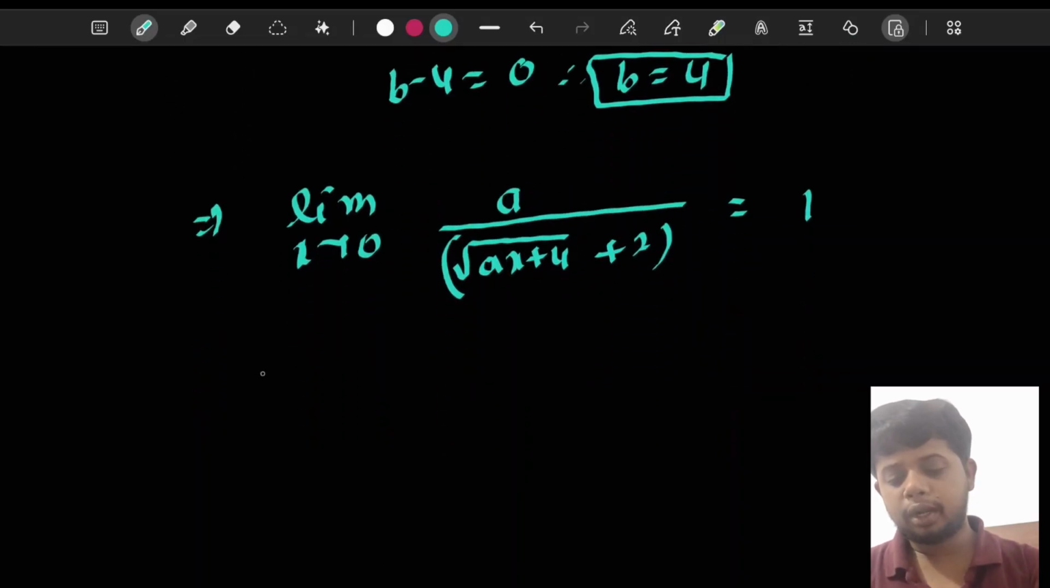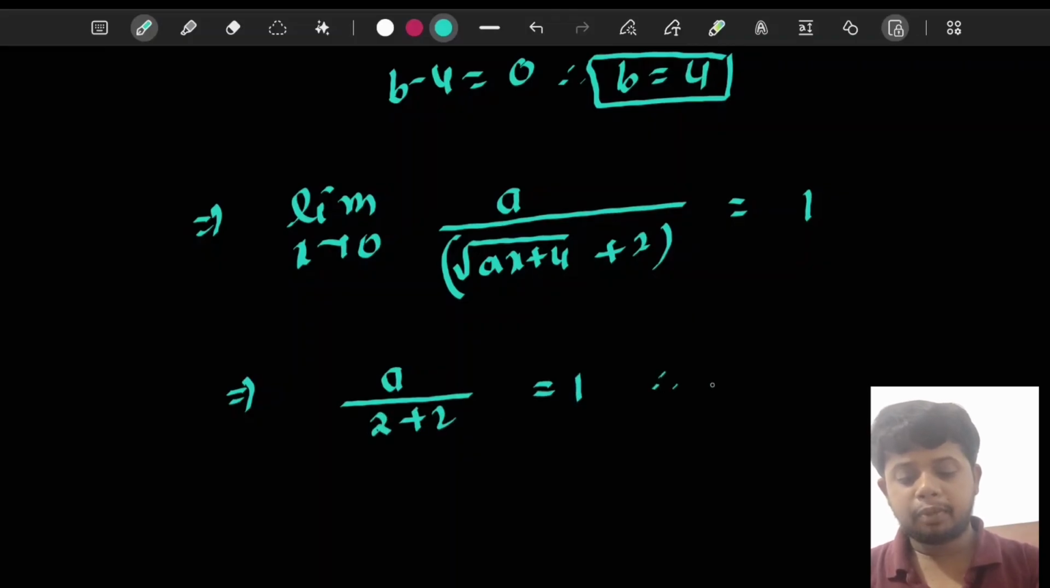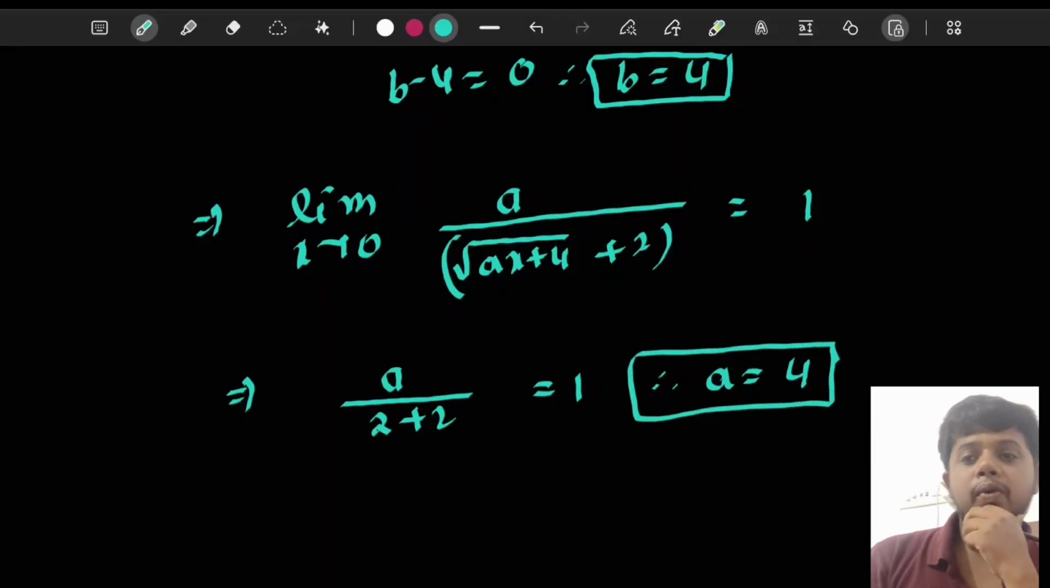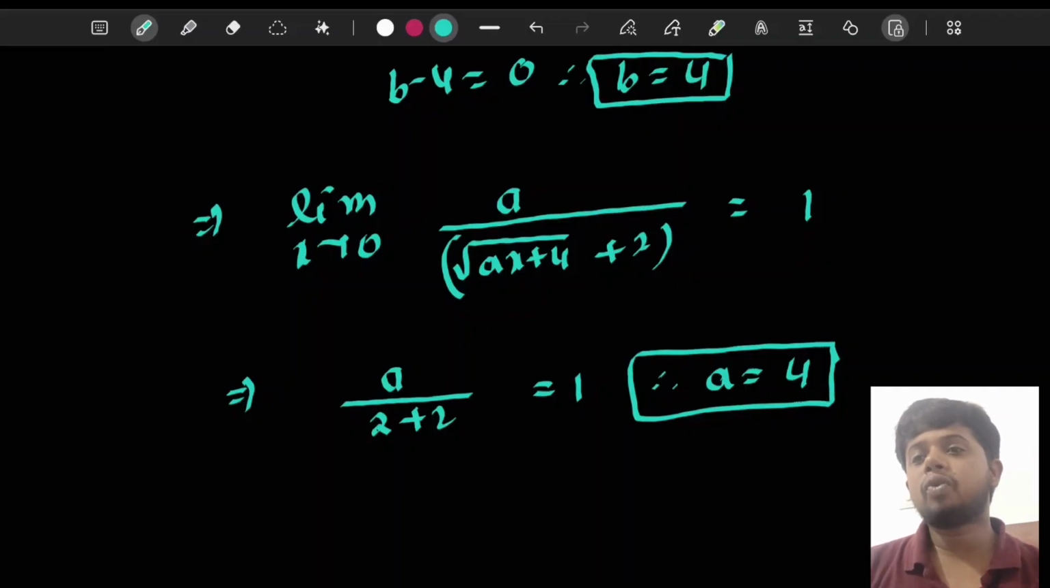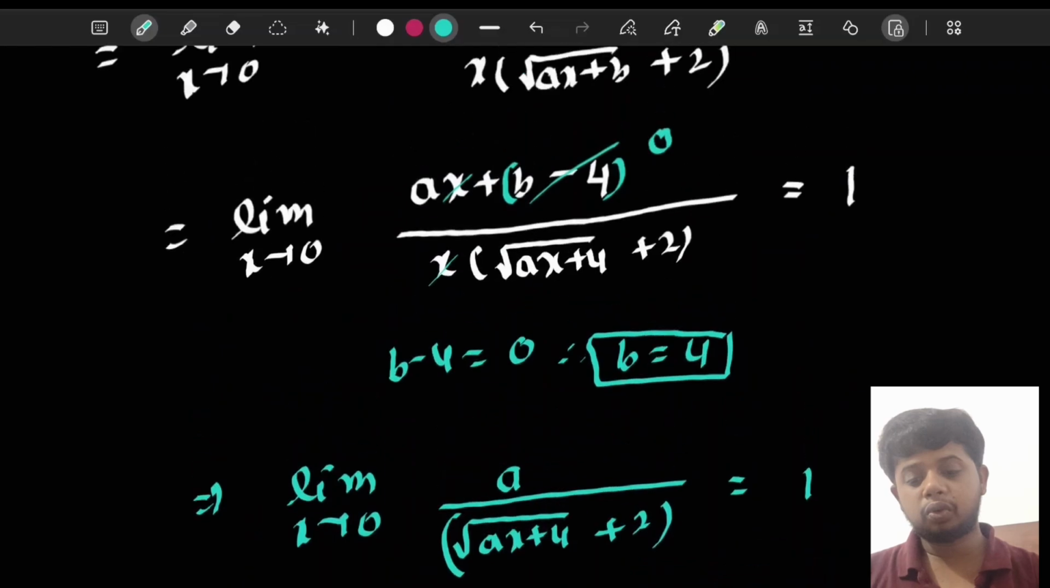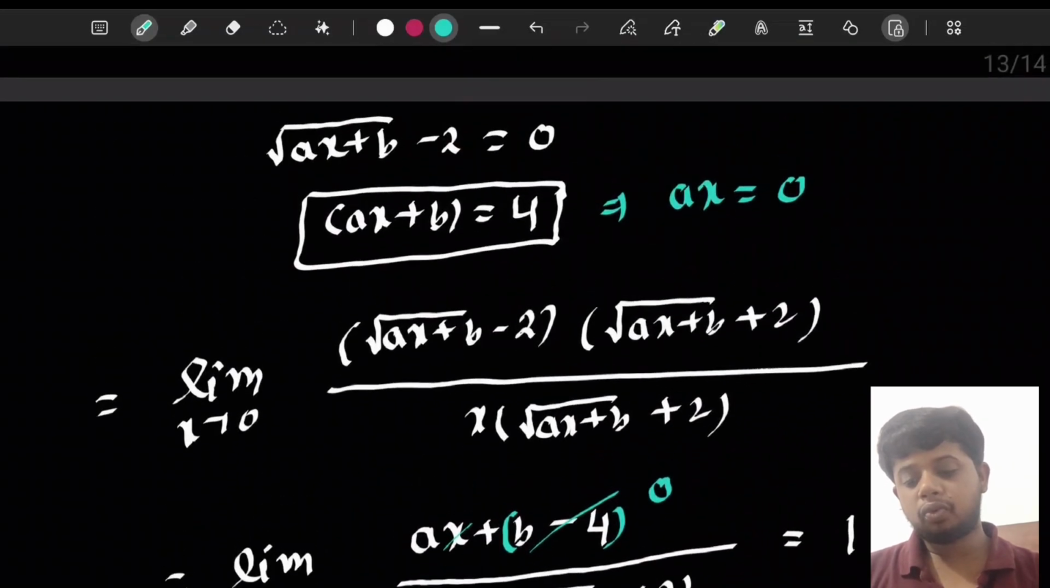So if it's gone, that means I can write here a by 2 plus 2 equal to 1. That means I'm getting a equal to 4. That means the answer is a equal to 4 and b equal to 4. Once again guys.